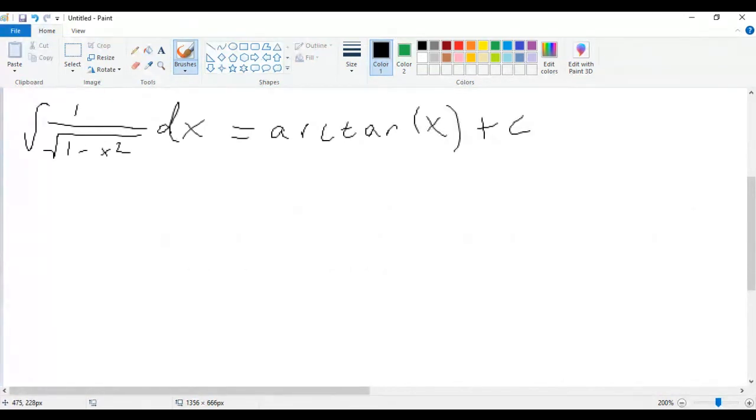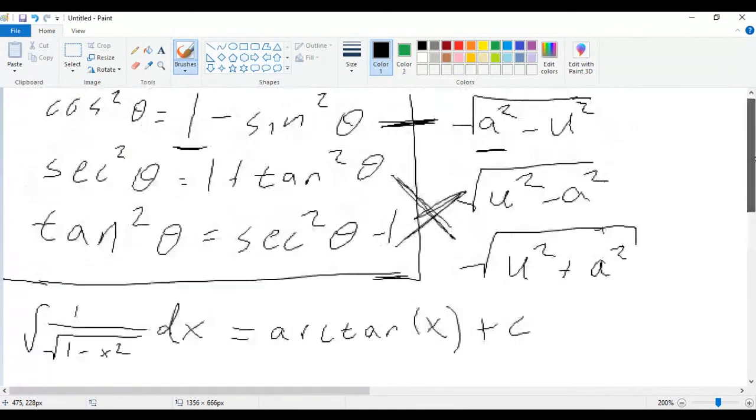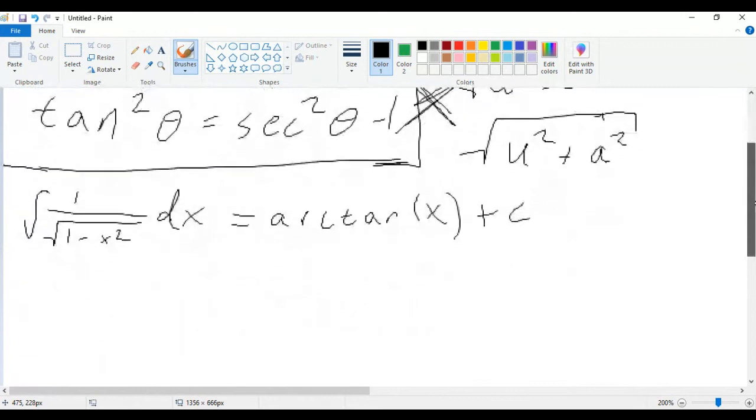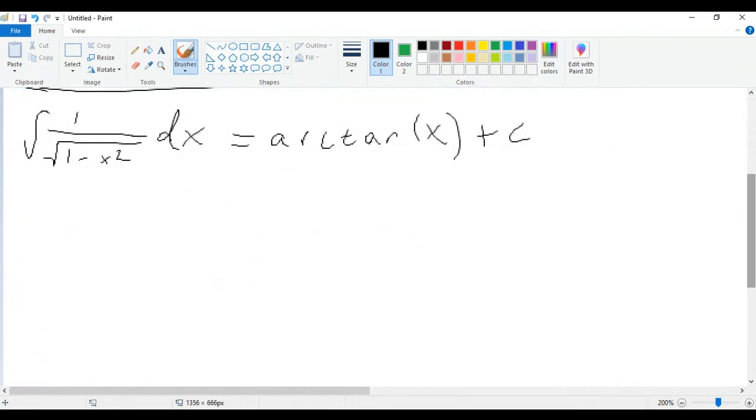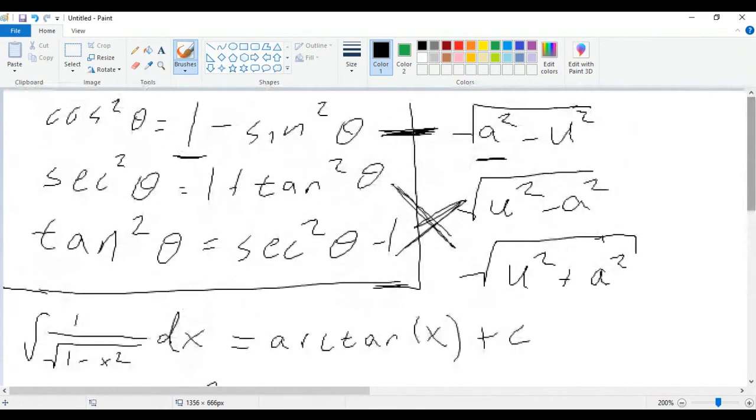So if we wanted to approach it instead from the point of view of making one of these substitutions we have up here, we could solve it that way. We can see it's of the form 1 minus x squared. So that kind of parallels with this 1 minus sine squared theta, except in this case, instead of having a sine squared, we have an x squared.